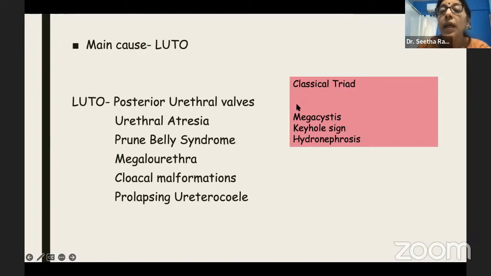But you have a typical classical triad in posterior urethral valves, where we see a megacystis, a keyhole sign, and then if you see it later, it could have back pressure changes on the kidney causing hydronephrosis. So this will be a classical triad of PUV or LUTO.